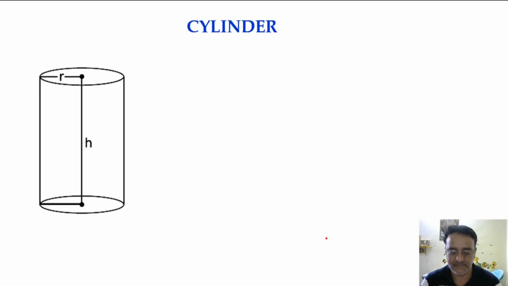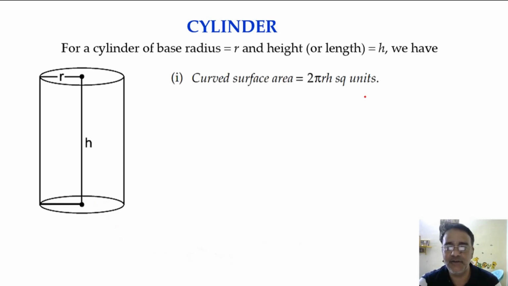So let us recapitulate the formulas of the cylinder. What is the curved surface area of a cylinder? 2 pi r. No, 2 pi r is the circumference of the base. 2 pi r h. Yes, 2 pi r into h.